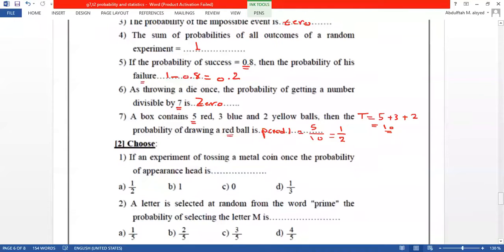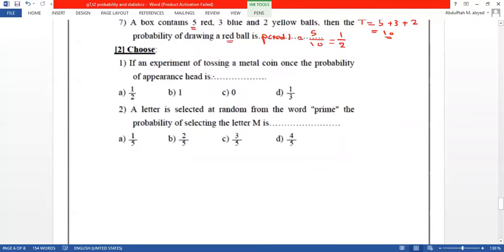Next, choose the correct answer. In an experiment of tossing a metal coin once, what is the probability of getting a head? How many heads can appear on the upper face of the coin? 1, over the total number of faces. How many faces on the coin? 2. So the probability of getting a head is half. Also, the probability of getting a tail is half, 1 tail over 2 faces.